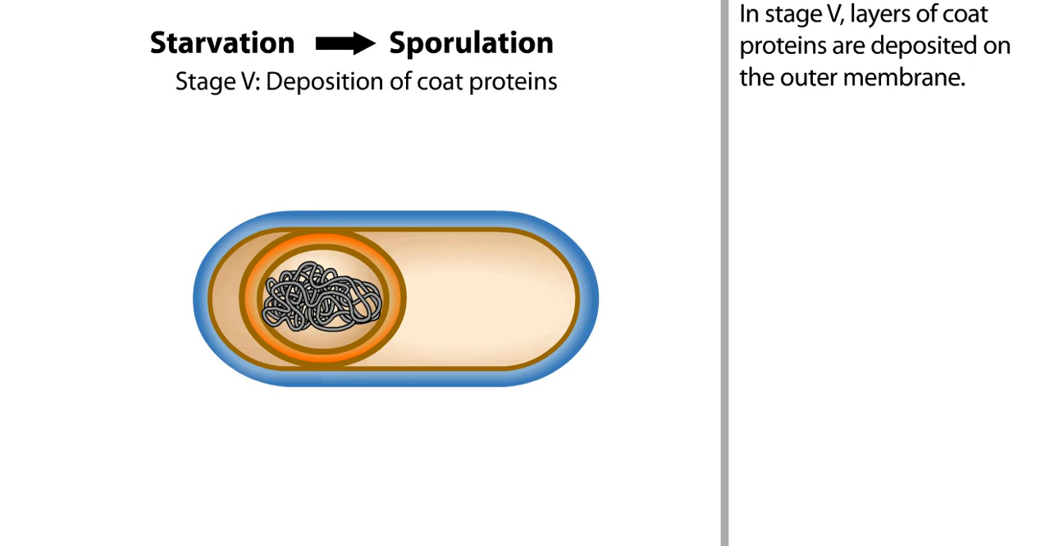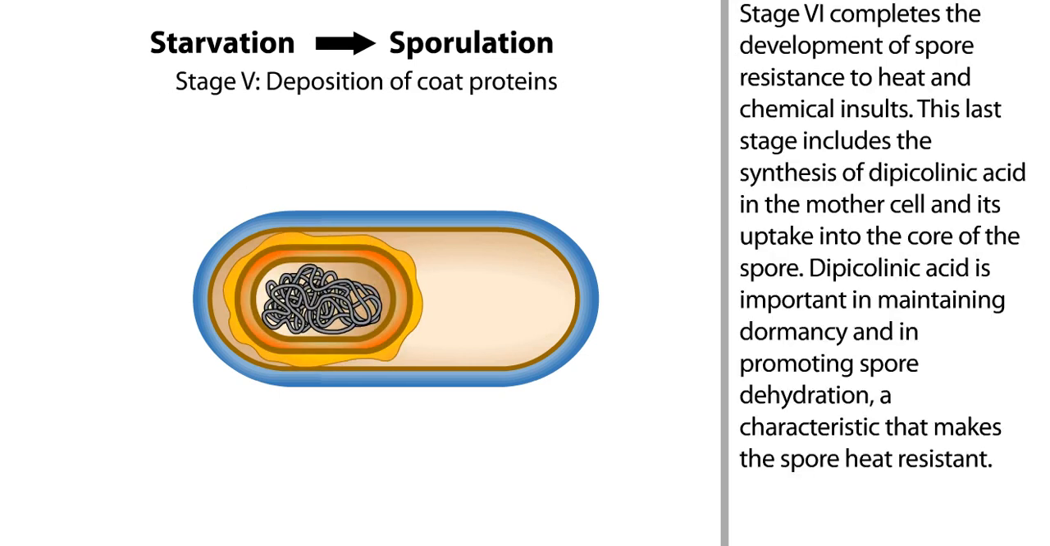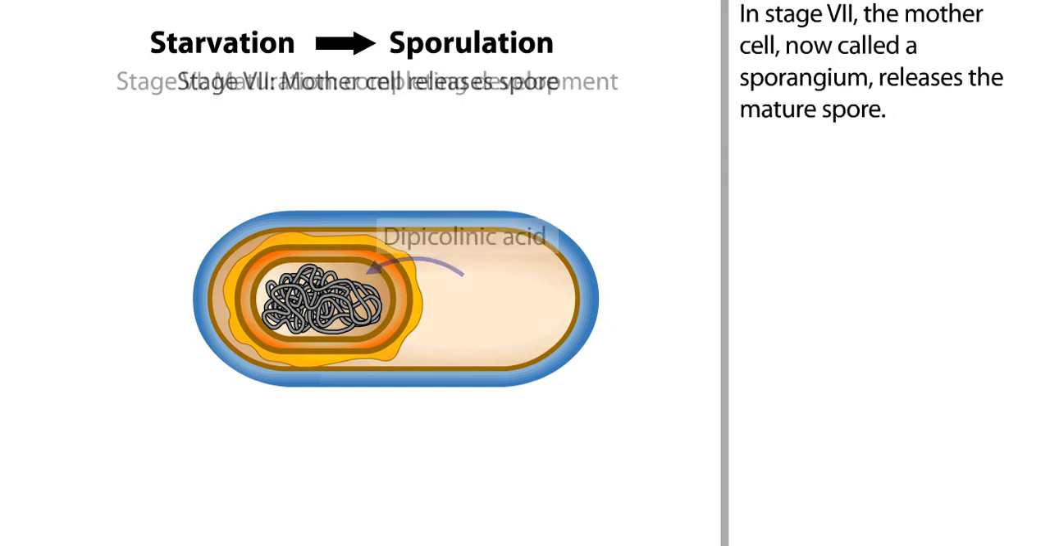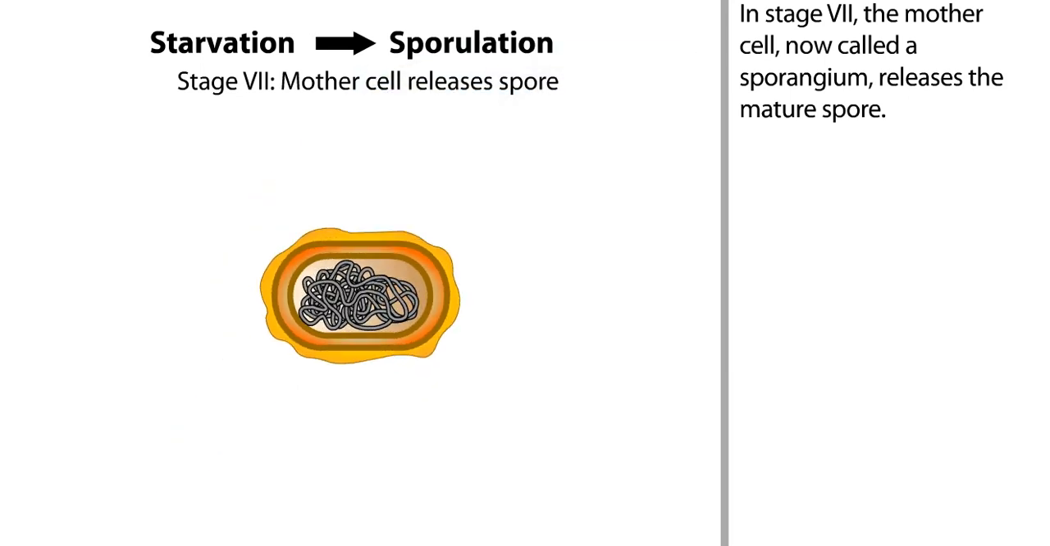In stage 5, layers of coat proteins are deposited on the outer membrane. Stage 6 completes the development of spore resistance to heat and chemical insults. This last stage includes the synthesis of dipicolinic acid in the mother cell and its uptake into the core of the spore. Dipicolinic acid is important in maintaining dormancy and in promoting spore dehydration, a characteristic that makes the spore heat resistant. In stage 7, the mother cell, now called a sporangium, releases the mature spore.